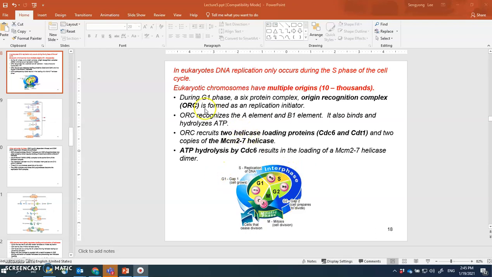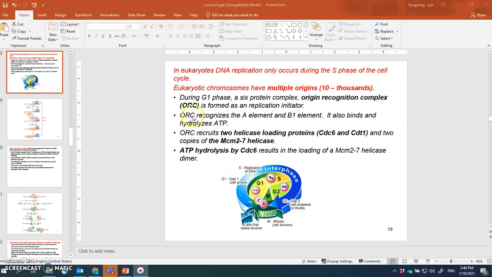But then what happens during the G1 phase? Actually, that's the beginning, the initiation of the replication, that should happen in the G1 phase. A six-protein complex called the origin recognition complex, we call that ORC, is made during the G1 phase, and it is formed as a replication initiator. So this complex is formed in the G1 phase, not S phase, earlier.